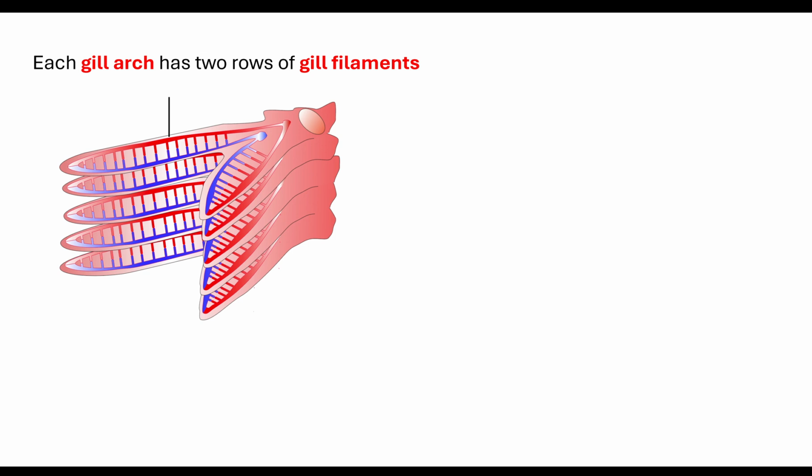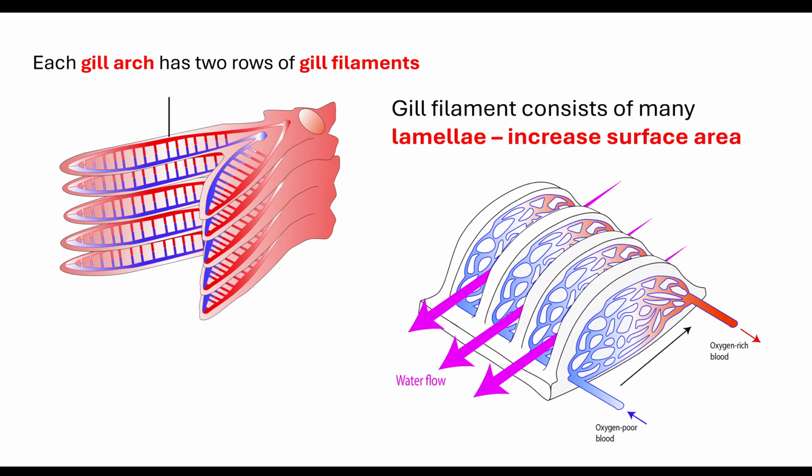So the gills are made up of a load of gill arches. Now, gill arches have 2 rows of gill filaments to them. Each of these gill filaments are made up of many lamellae, and those lamellae increase the surface area.